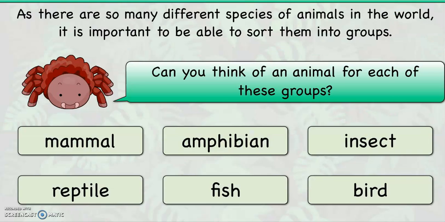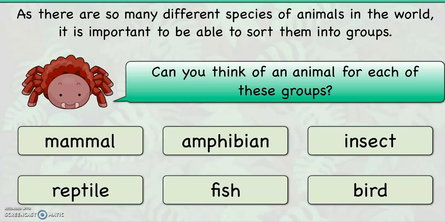Now, as there are so many different species of animals in the world, it's important to be able to sort them into groups. So now this is where we're going to try and remember some of those animals from our last session and be thinking about how we can actually group them into their different species. So can you think of any animals for each of these groups? They could be from the Amazon or they could be from somewhere else, a different habitat. So can you identify a mammal, thinking about the different features that a mammal has, an amphibian, an insect, a reptile, a fish, and a bird?